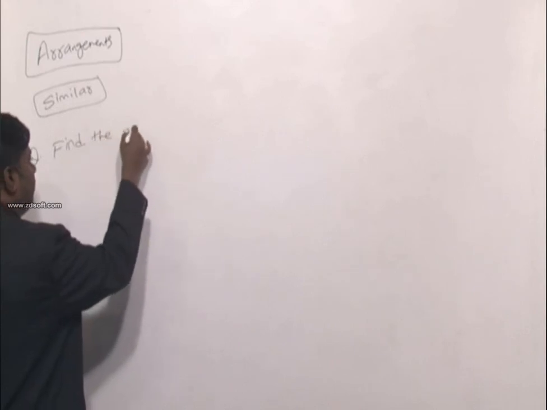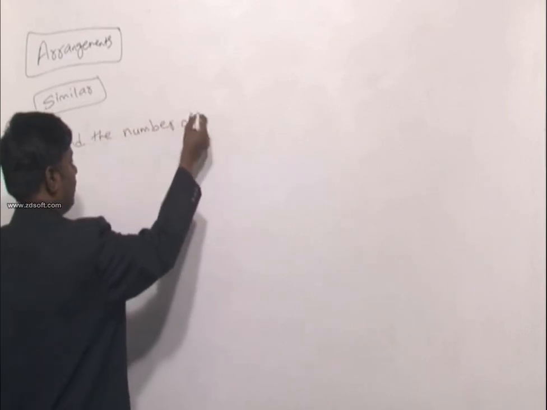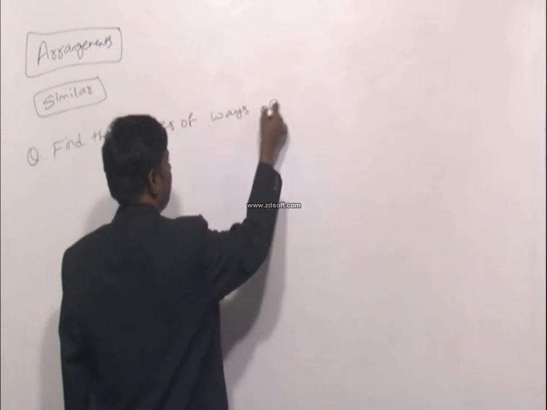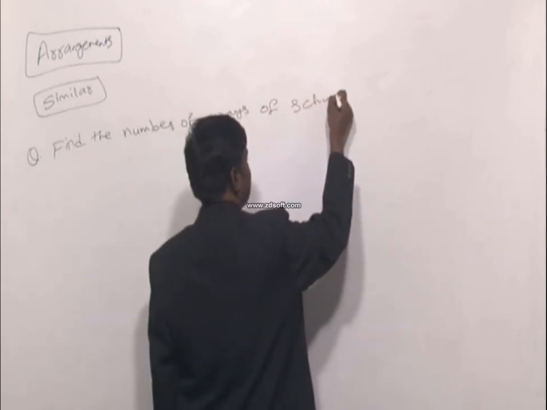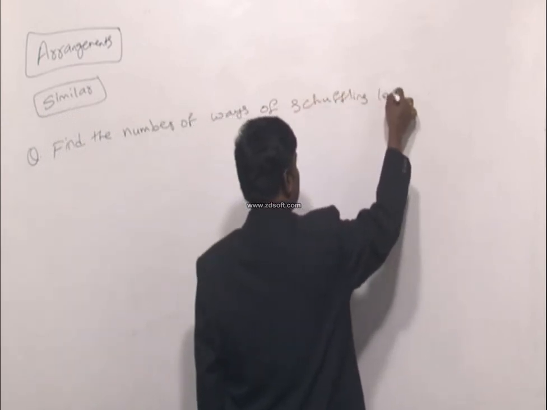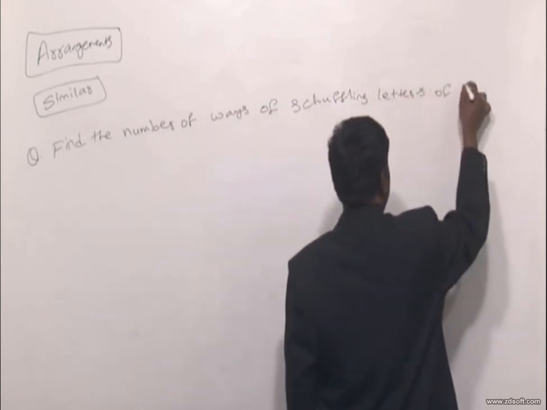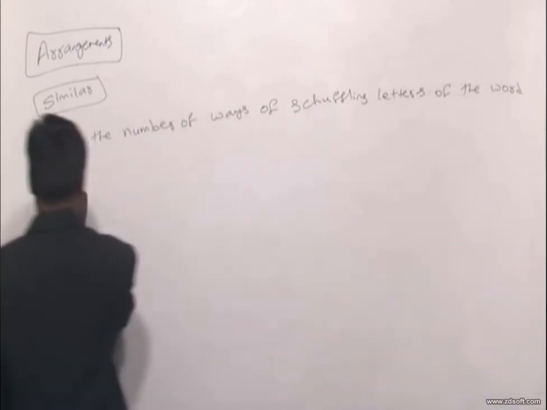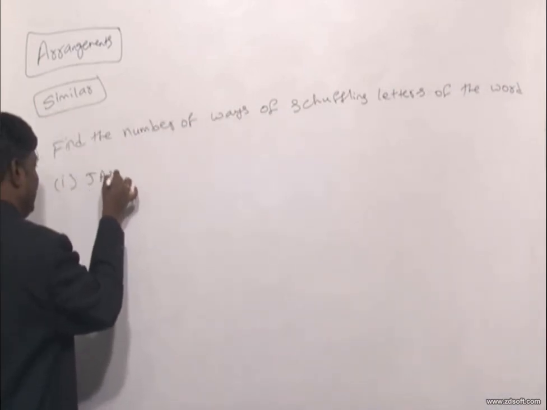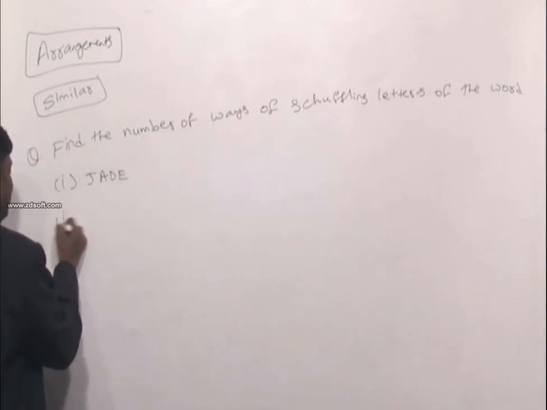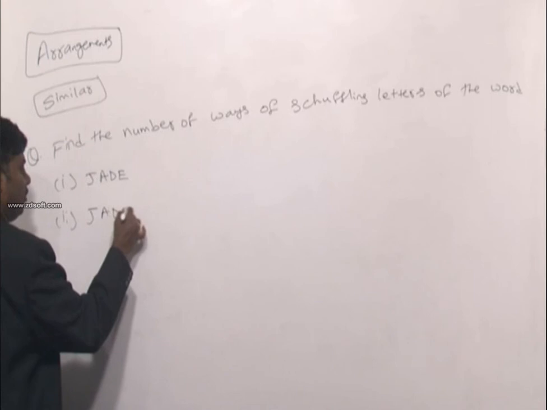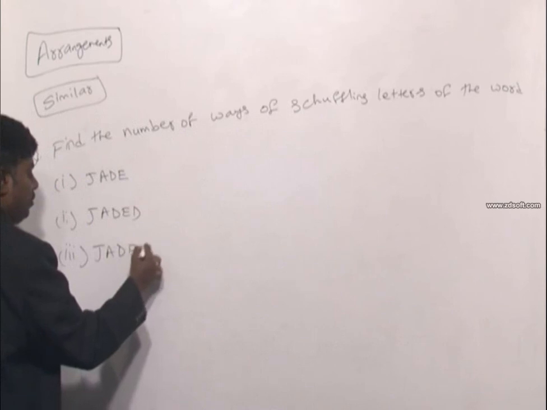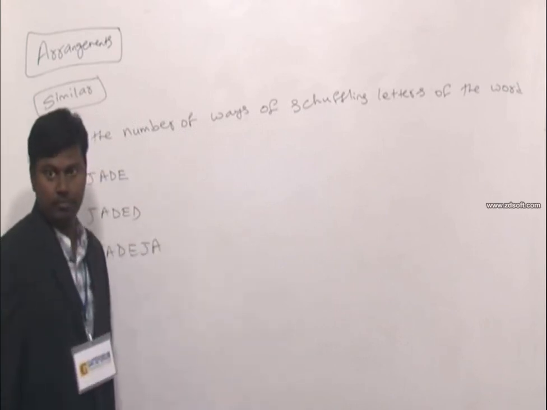Find the number of ways of shuffling letters of the word. We take some cases. First case, JADE. Second case, JADED. Third case, JADEJA. Try this problem.